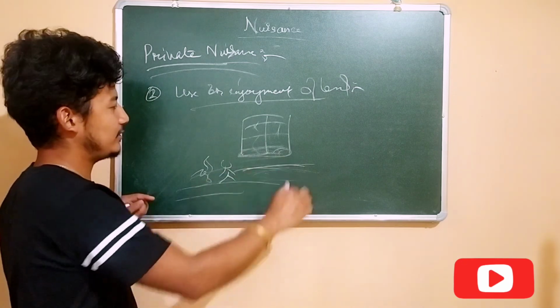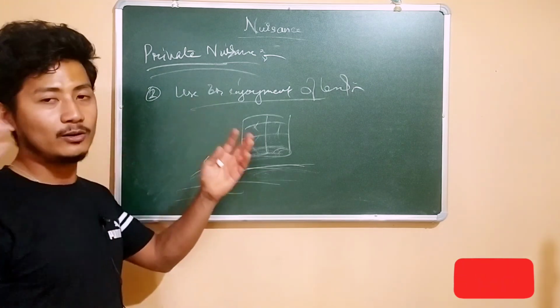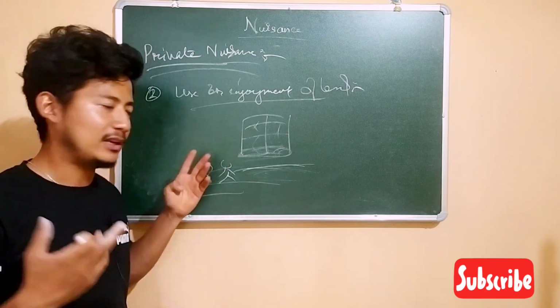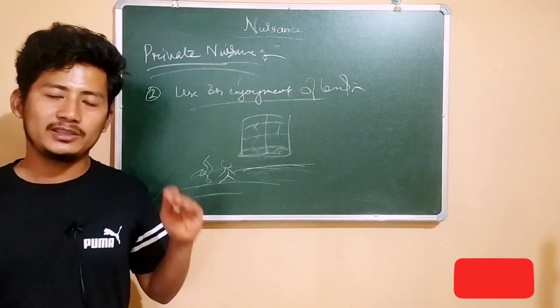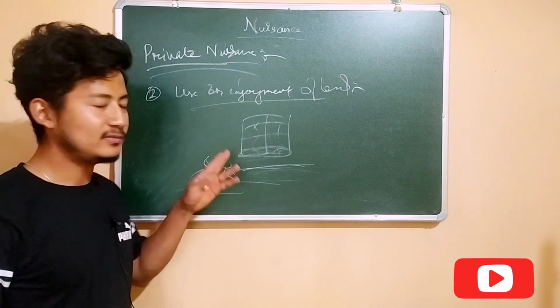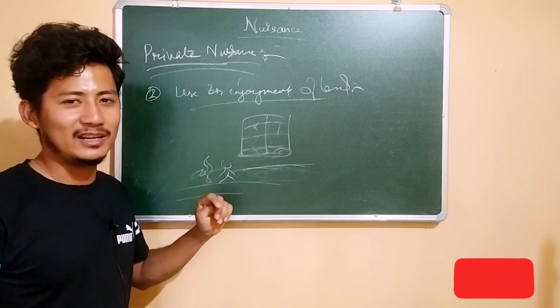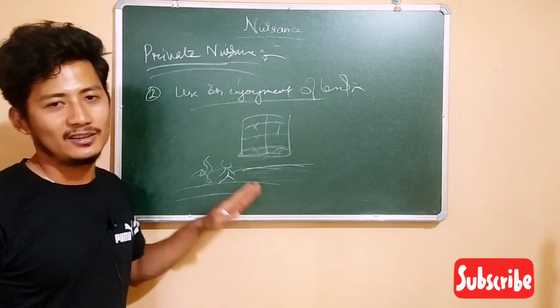Suppose he is going to attend a marriage party, and there is loud music, and he says that he has an allergy to loud music. He cannot file a suit, because there was no interference with the enjoyment of his land, since he is on another's land. So simple.